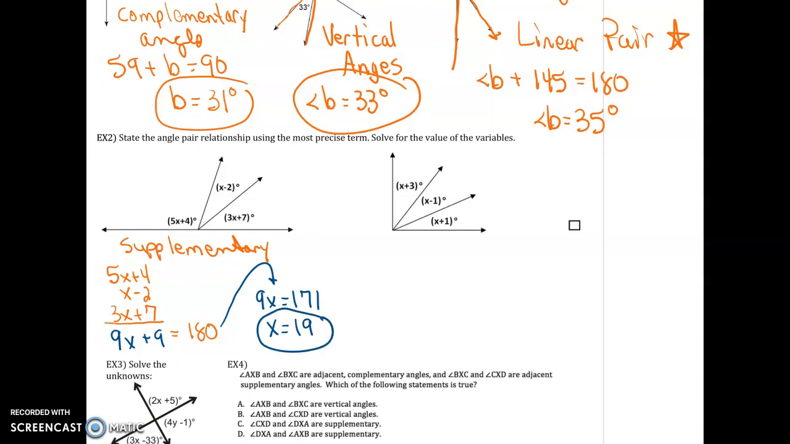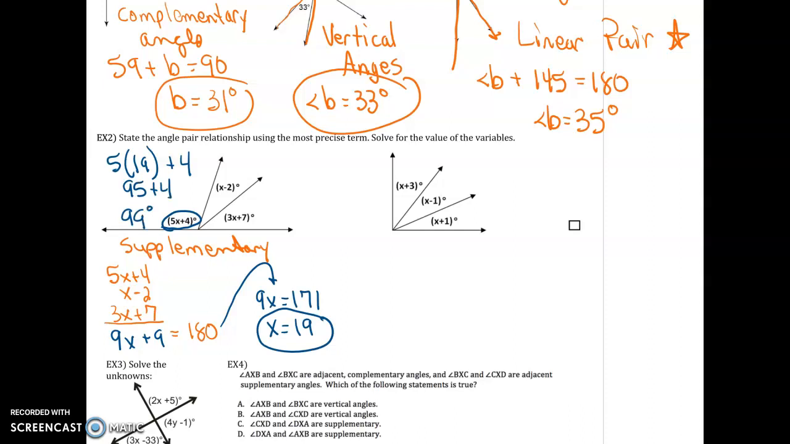Now, if I wanted you to find how much each angle is worth, then for instance, I could go here, put in my 19, and do that math. So if I did do this, it would be 95, I'd add 4, and that gives me a total of 99 degrees.